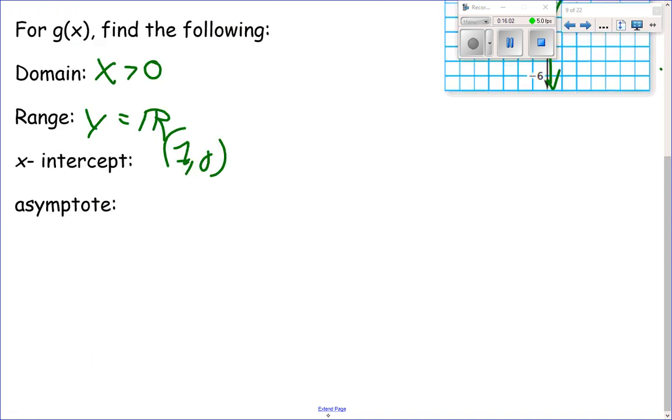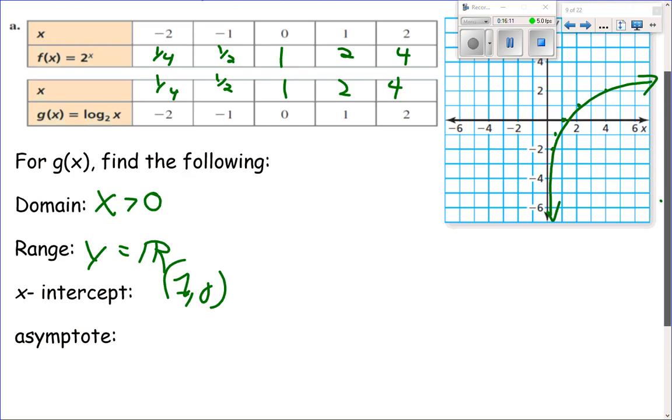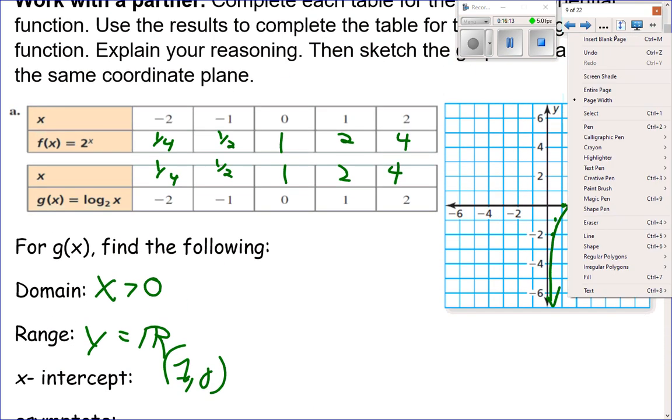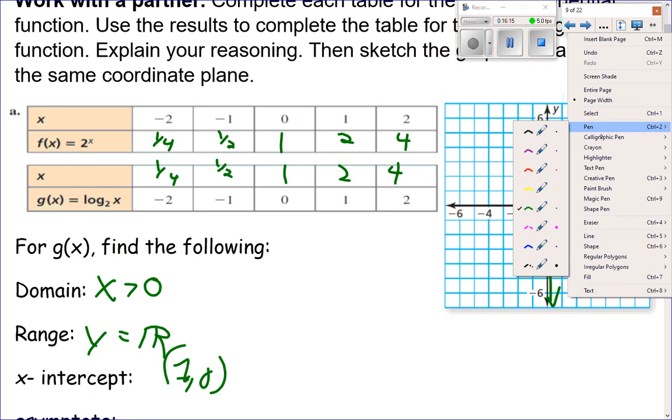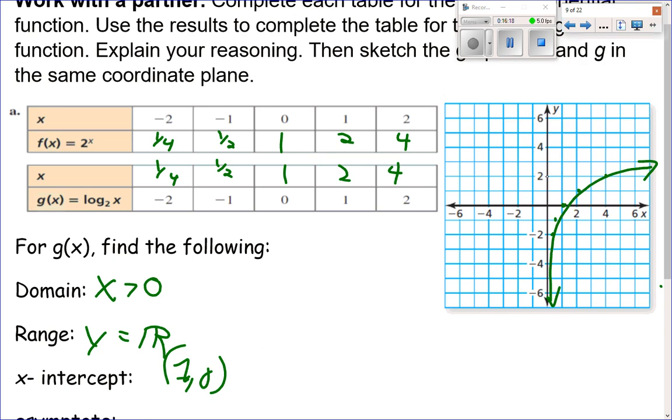Exponentials, the y-intercept is 1. Logarithmic, the x-intercept is 1. It's flipped. And then the asymptote. Like I mentioned, in the past, all I asked you to do was to graph the asymptote. Going forward, I'm going to be asking you what is the equation for the asymptote.